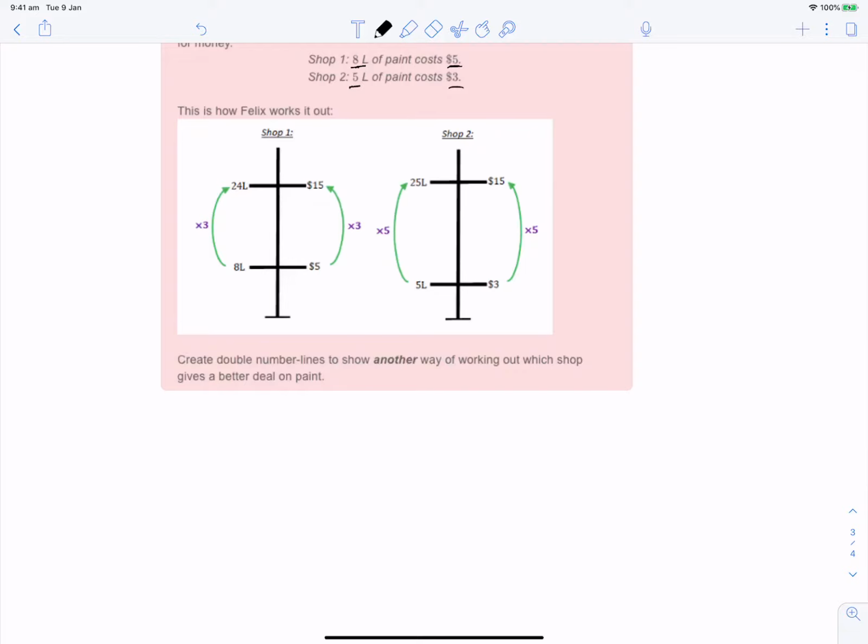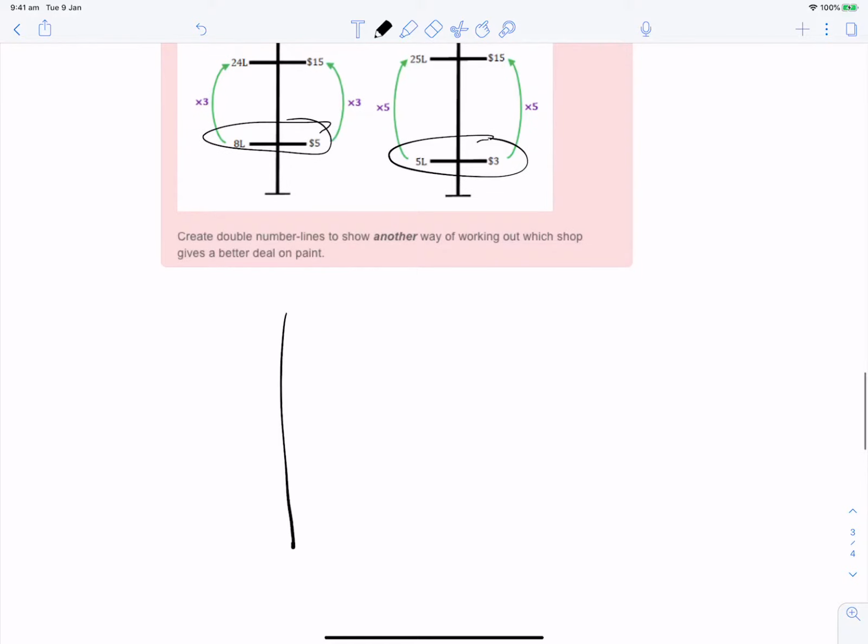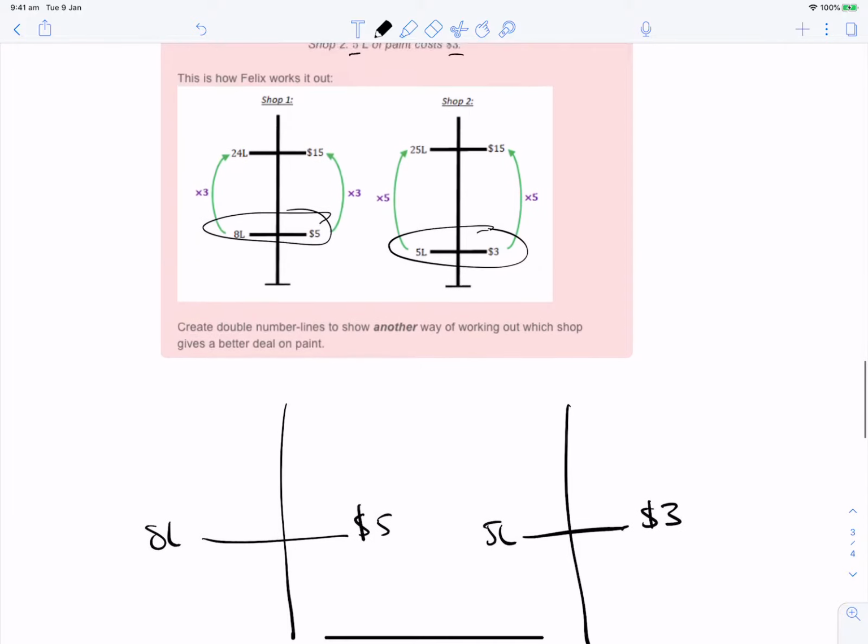And what I want you to see is just a different way of working it out. So we've got to start at the same point. So that's this point here. So my first step is to draw in my double number line. I'm always going to draw in a double number line, and I'm going to start one at 8 litres equals $5. And I'm going to start the other one at 5 litres equaling $3. That's where I start. Now let's look at what they did in this one.